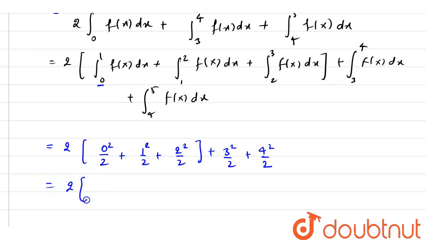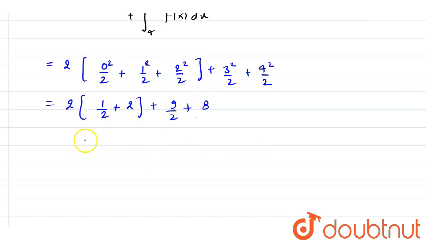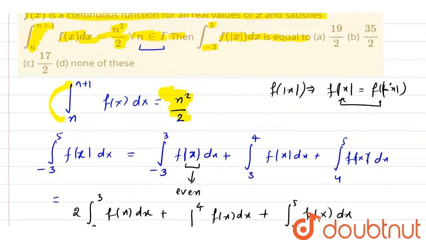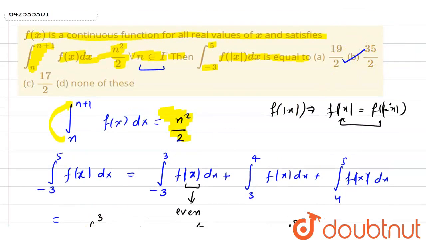Now finally we have 1 by 2, 4 by 2, that is 2, plus 9 by 2, and we have 16 by 2, that is 8. Now on solving this we have 5 by 2 into 2, and then we have 9 by 2 plus 8. Now we have 8 plus 5, that is 13, plus 9 by 2, and finally we have 35 by 2 as our final answer. And if we see our options, then option B is the correct option here.